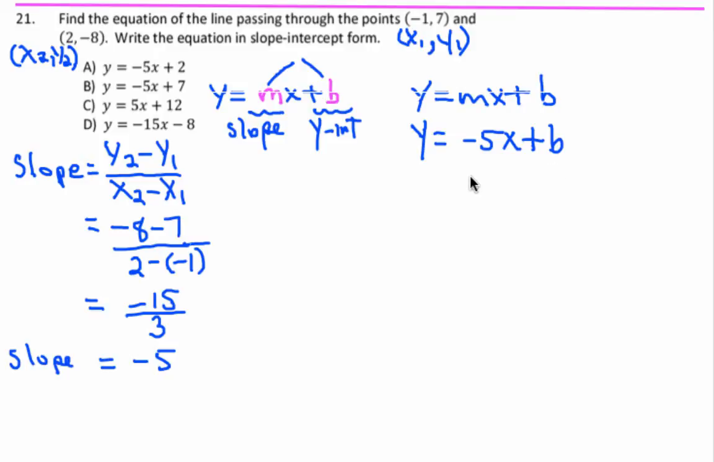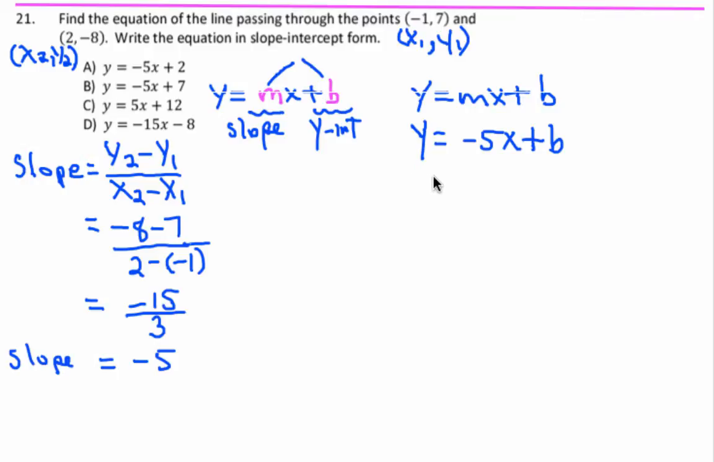Two of them they gave us, so all we have to do is plug in one of the points they gave us for x and y here. You can plug in either point. Generally speaking, I like to plug in the point that has smaller numbers or fewer negatives. That's up to you. Let's plug in the first point. So the first point is negative 1, 7. So the 7 is the y.